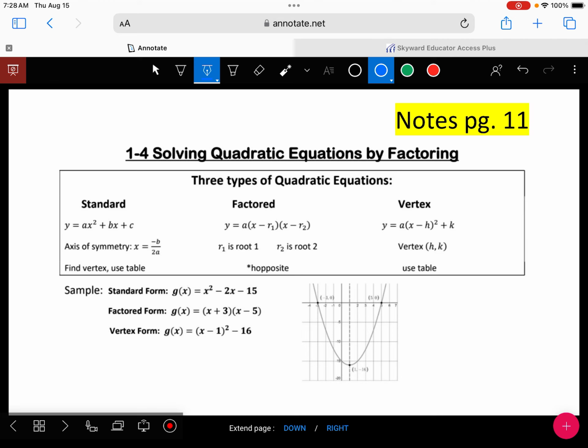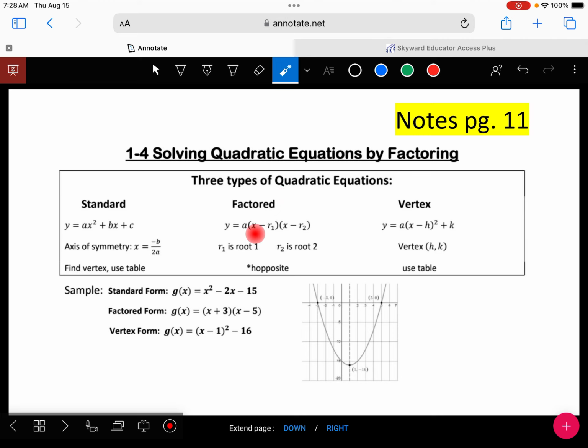All right, so there are 3 different ways to write a quadratic function. So we started off talking about standard form. When it's in standard form, we have to find the vertex, use a table. That's what we've been doing. Find our axis of symmetry. Now we're going to move over to this form, which is factored form.